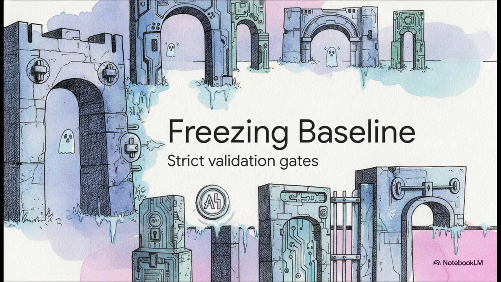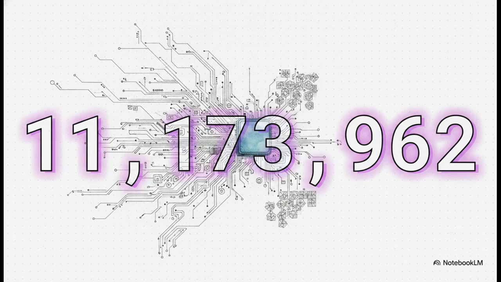Finally, Section 6, Freezing the Baseline, Strict Validation Gates. Look at this massive number, over 11 million. 11,173,962 to be exact. That represents the exact verified parameter count of the dense, full-precision ResNet 18 baseline student model they are trying to compress. No approximations here, it's a cryptographically validated count.